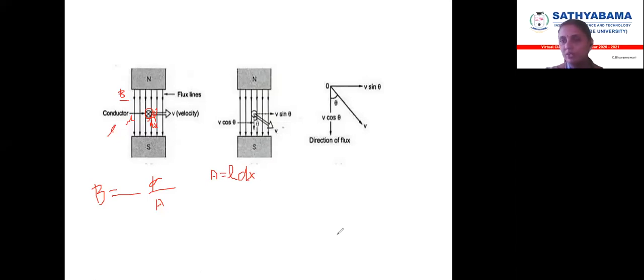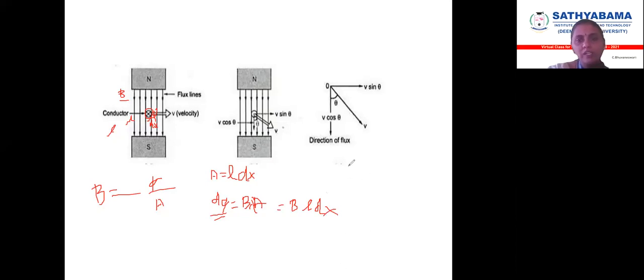We know B is equal to phi by A, and A is equal to l into dx. Now we are going to calculate the change of flux, which we take as d phi, because EMF is induced only when there is a flux change. So phi is equal to BA, and as there is a change, I mention it as d phi, where dA is the change in area. So you can write d phi is equal to B into l into dx.